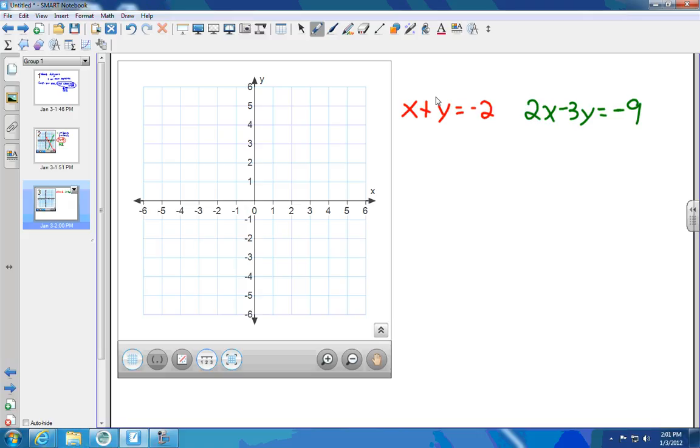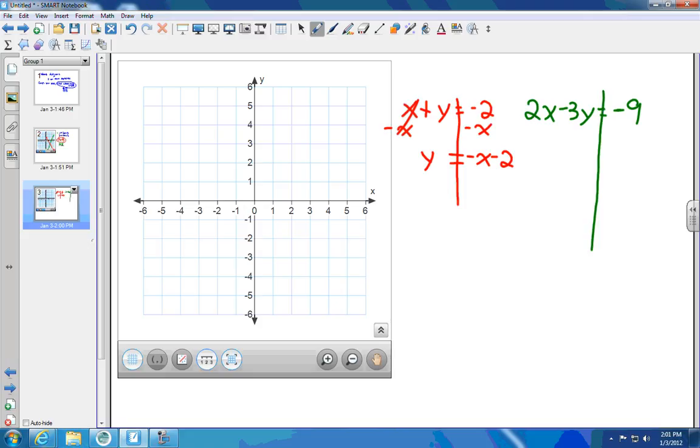So looking here at this red equation, what do we need to move to get the y by itself? The x. How do we move the x over? Subtract the x from both sides. So that would give us y equals, what would be the other way to write it? Negative x minus 2 would be even better. So that one's done. You solve for y. What about the green one?